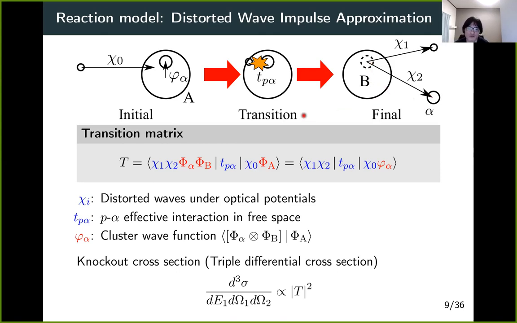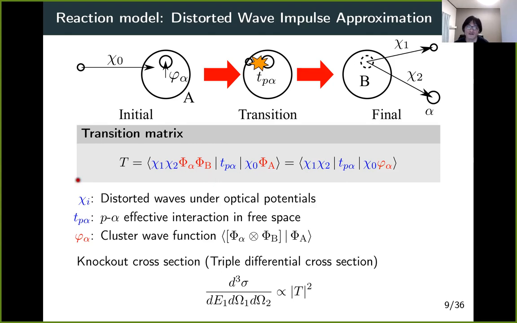And the important thing, the key of this framework, is here: the t_p-alpha, this is the proton-alpha effective interaction. And thanks to the high energy, the impulse approximation works well. That means that we can use the proton-alpha effective interaction in free space. So that's what we use. This p-alpha effective interaction describes the proton-alpha elastic scattering in free space. So this is what we do.